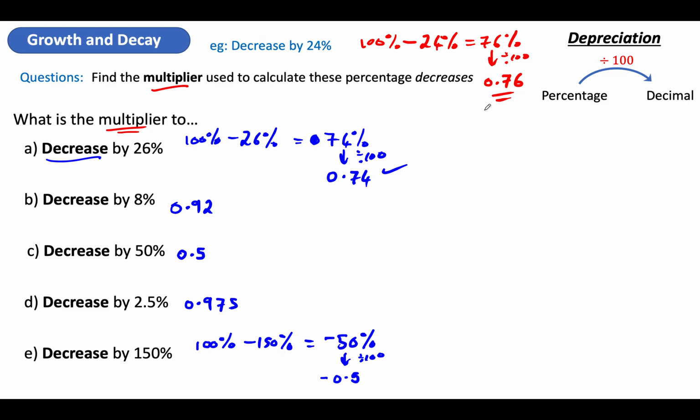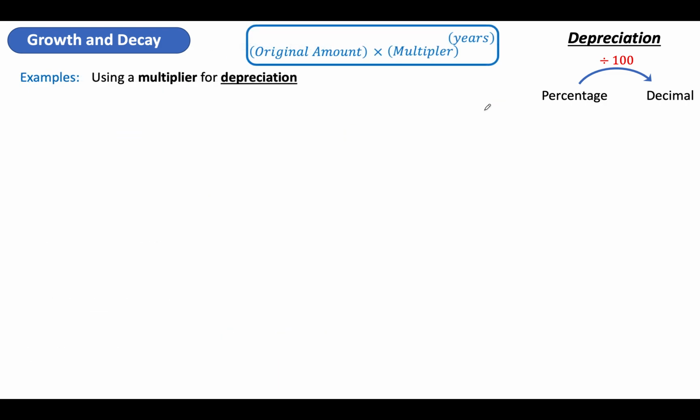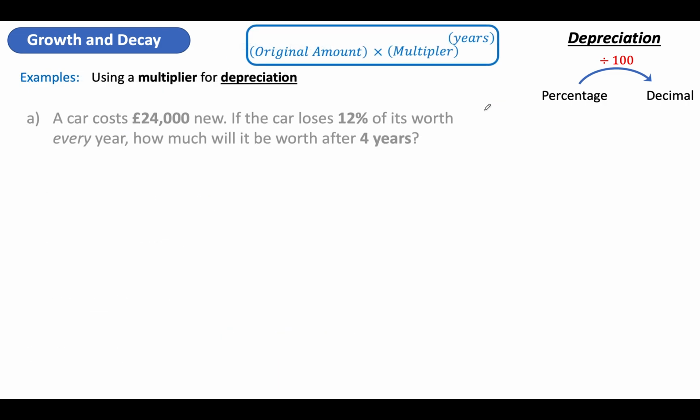Right, next. Let's have a look at this. What about actually using it for a question? So here we go. This is a classic depreciation question. A car costs 24,000 new. If the car loses 12% of its worth every year, how much will it be worth after 4 years?